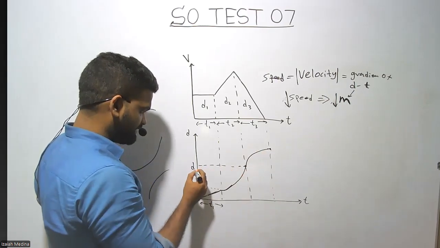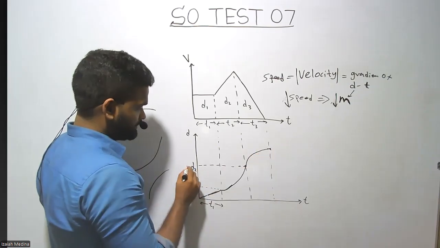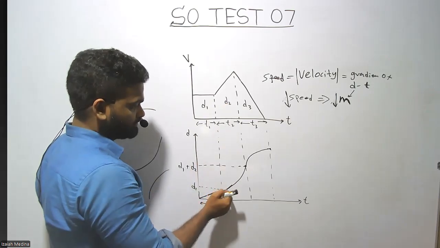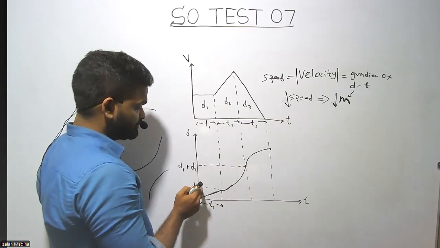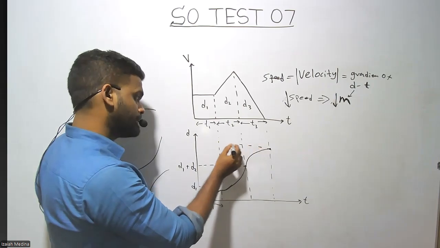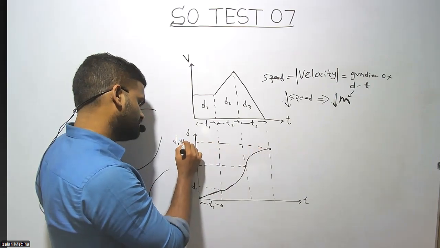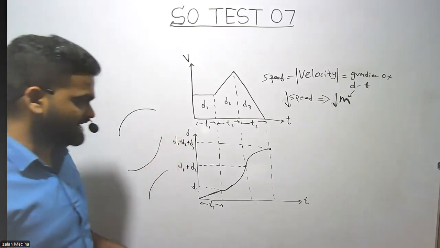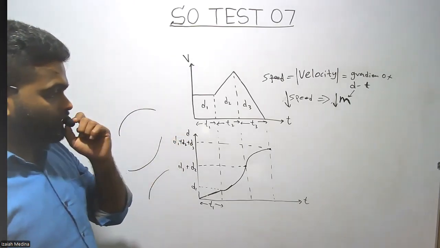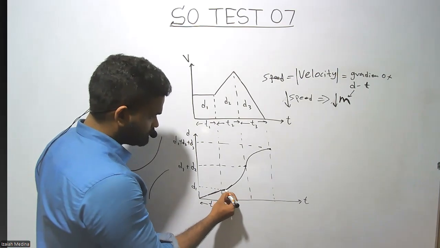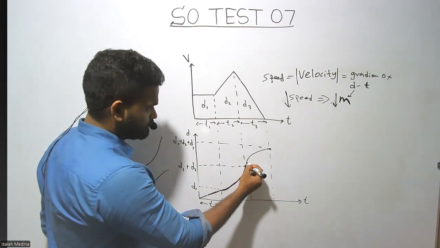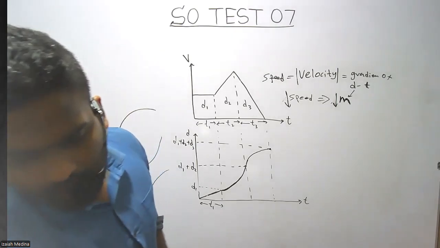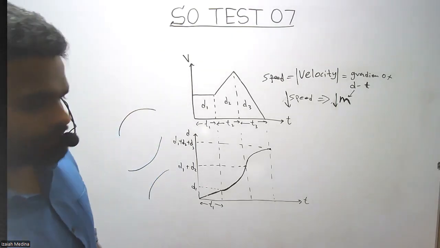So here the distance traveled should be D2. Sorry, D2 plus D1 actually. D1, this thing D2. Only from here to here it is D2. So this should be D1 plus D2. Then D1 plus D2 plus D3. Okay, so I have to add these three. So the answer should be the third one for the 8th question.